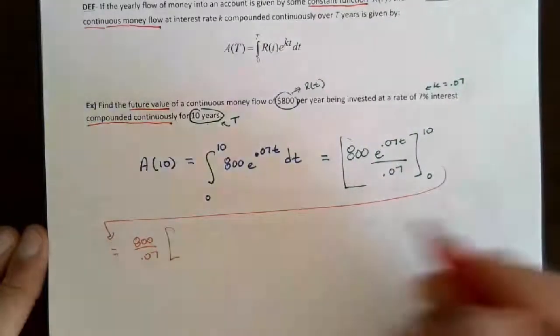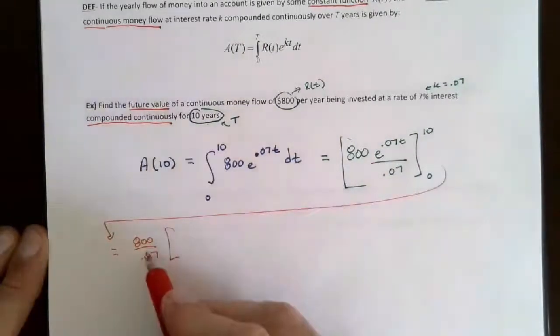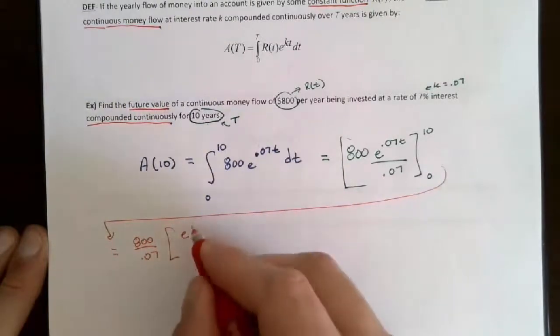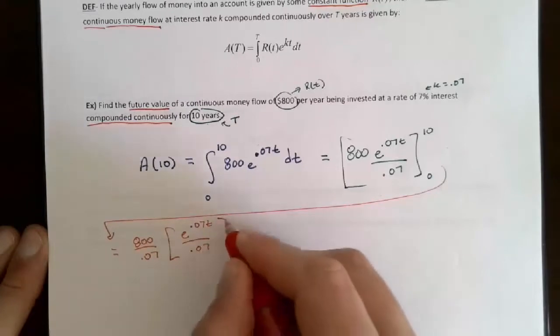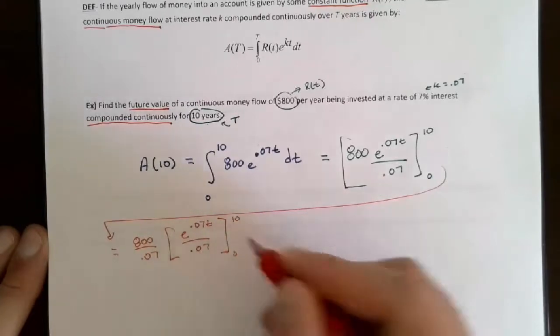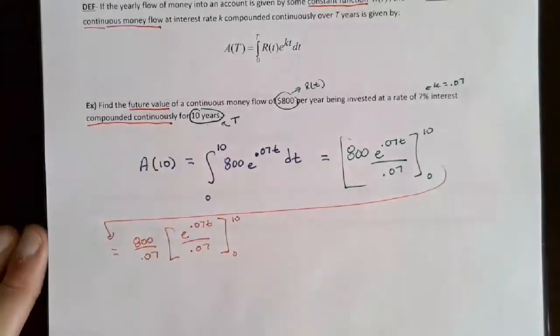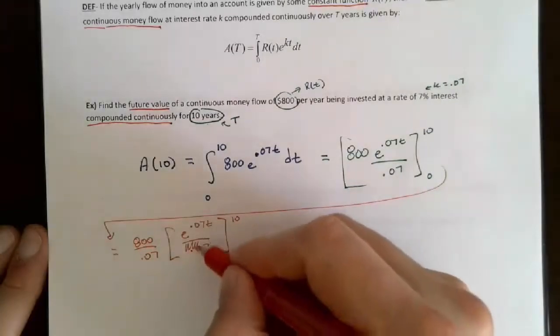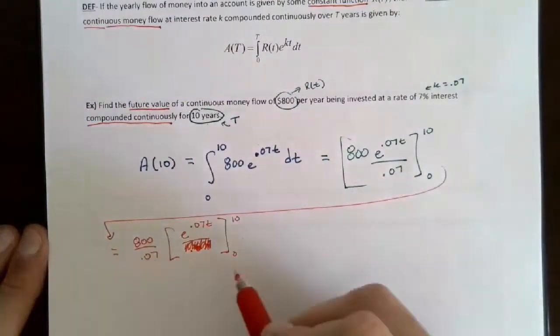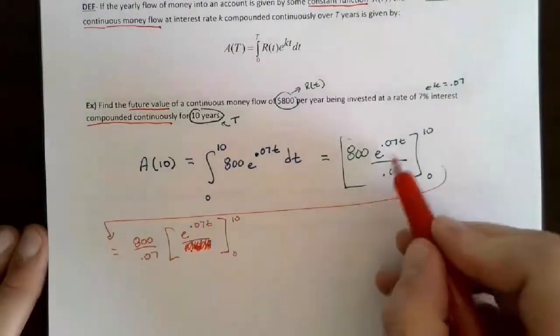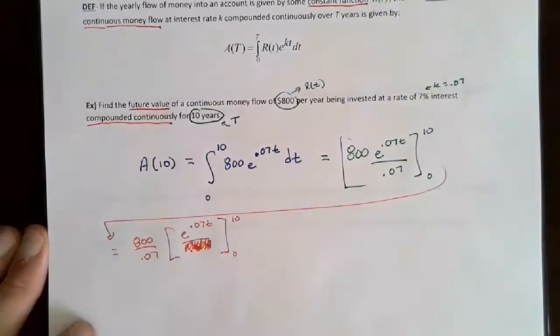Actually, before I do that, let me just show you what I'm doing. I'm taking the constants and I'm putting them in the front. You're allowed to factor those out to the front. And this would be e to the 0.07t over 0.07. We're going to evaluate it from 0 to 10. The point being is I'm bringing the constants to the front, so I don't have to worry about them as I go through. And actually, sorry, I made a mistake here. This 0.07 was pulled out with the 800. So it's 800 over 0.07, and then the e to the 0.07t will just stay where it is.